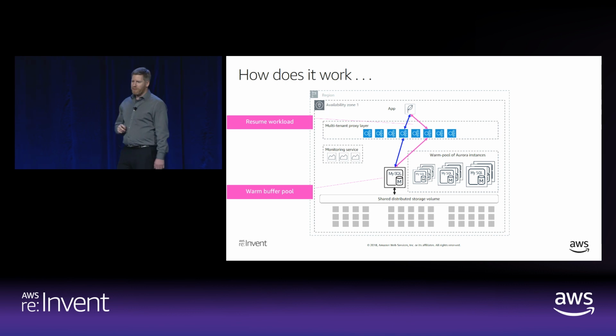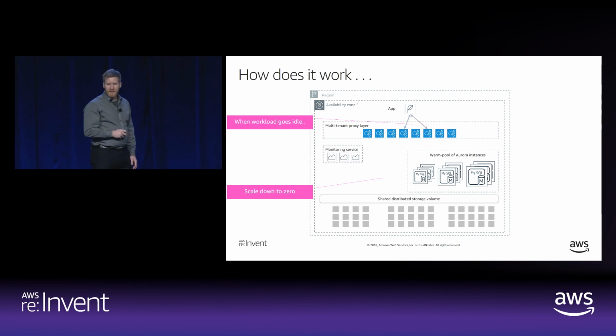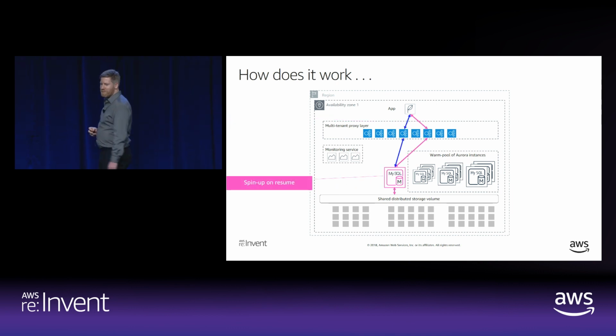And because we have the warm buffer pool, as I mentioned before, you're not going to see any performance degradation following this cutover. Now, when the workload becomes idle, when your application stops sending traffic to your database server, we're going to go ahead and shut down the database and save you a little bit of money. When your workload comes back, we're going to spin up the database. We're going to take a server out of the warm pool and keep running as if nothing happened.